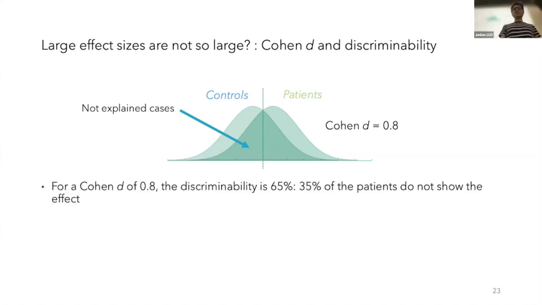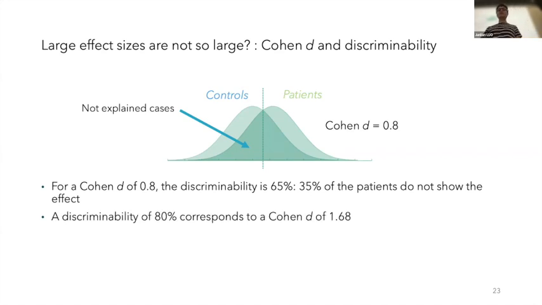For a Cohen's d of 0.8, the discriminability is 65%, in the sense that 35% of the patients don't show the effect. And you would say, yeah, it could be measurement noise, but I'm showing that it's not measurement noise because these measures are very stable, right? So there is something more. There is true variability behind. Now, if we want to achieve 80% discriminability, we would need a Cohen's d of 1.68, which is very rare in the field. Maybe in physics you find something like that, but in psychology, I think it's very rare.